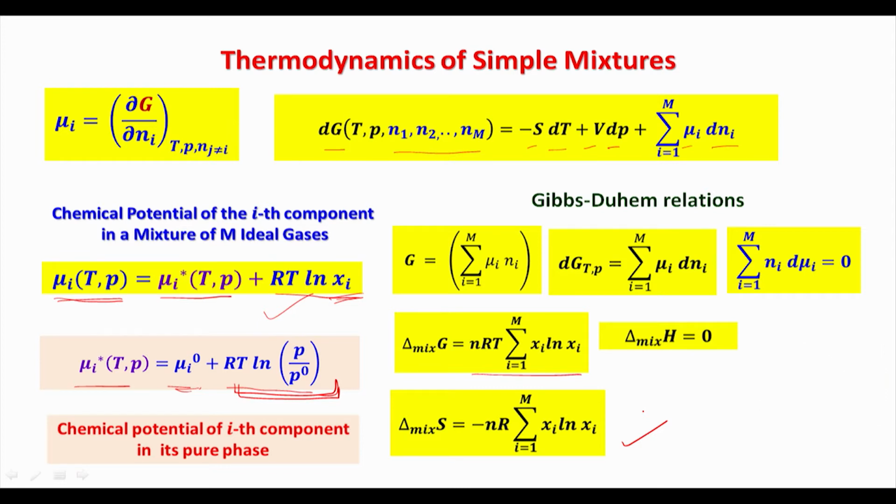Now please remember, in all these cases, in the entire derivation, we have used the understanding that mu_i of the ith component in the pure phase is given by a form like this, and mu_i in the mixture is given by a form which involves this term RT ln x_i over and above the value of chemical potential of the ith component in its pure phase.